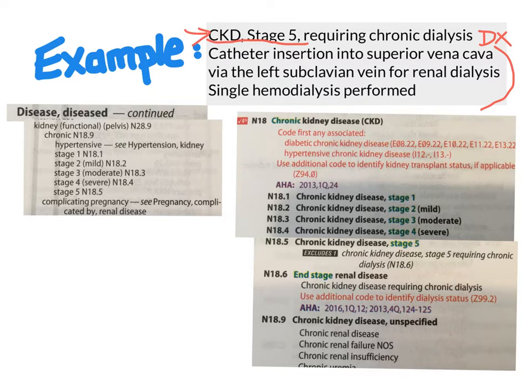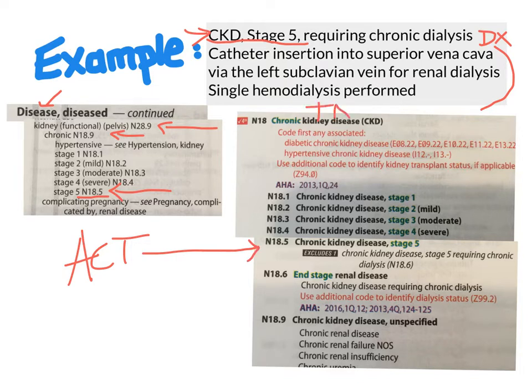So here we will begin with the main term of disease with the subterm kidney. Next subterm chronic, and it tells us it's stage 5. So N18.5, so we know we always need to always check the tabular. So when we get over here to N18.5 in the tabular list, chronic kidney disease stage 5. Here we find an Excludes1 note. So again, emphasizing that importance of always checking the tabular list.